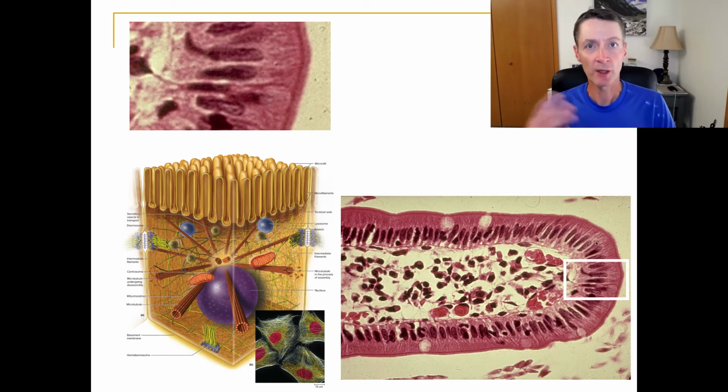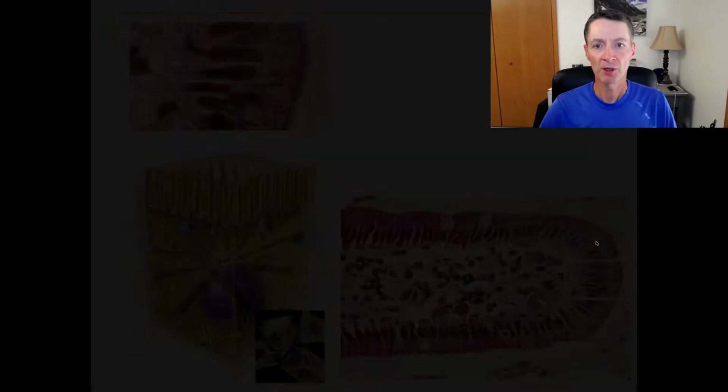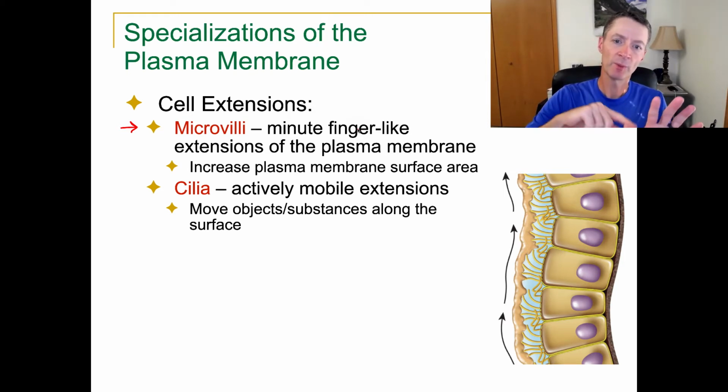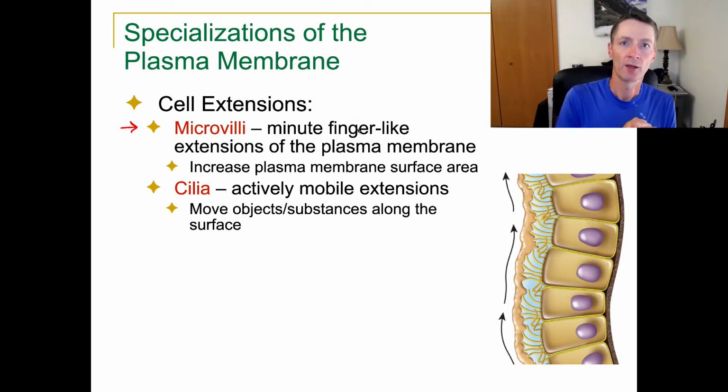This is a specialization of the plasma membrane. We're working our way from outside in, and we would call this extension a microvillus, okay? Microvilli would be plural. And they're just minute finger-like extensions of the plasma membrane. It does just what I suggested before. It increases plasma membrane surface, and it gives you that much more surface for absorbing the nutrients from your food.